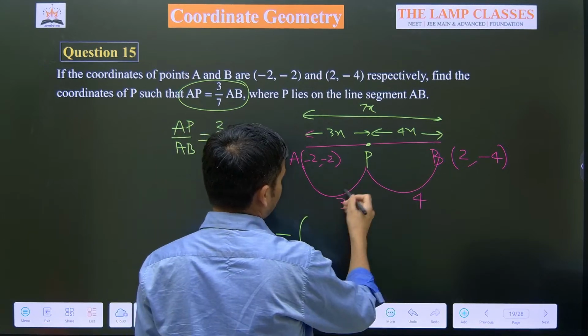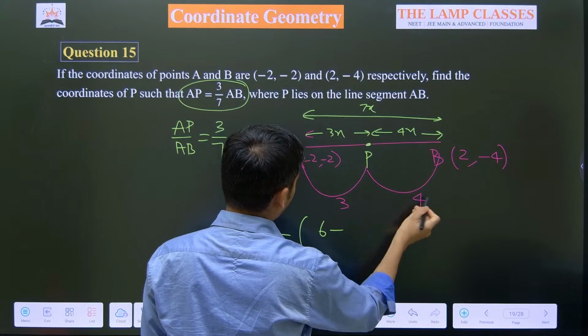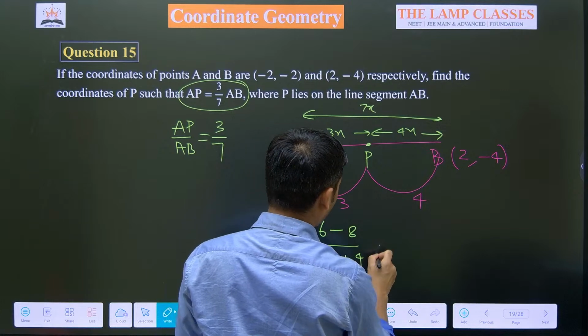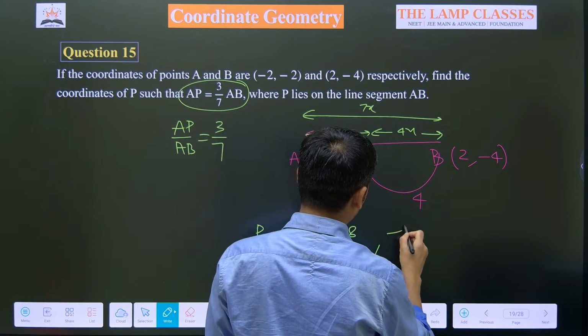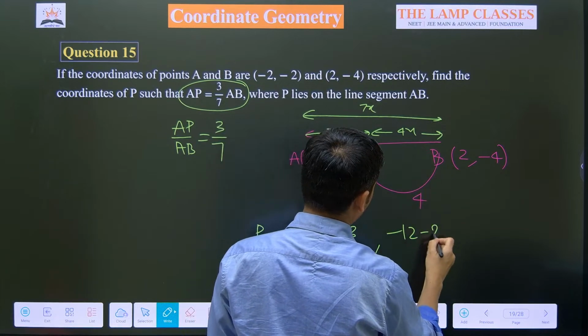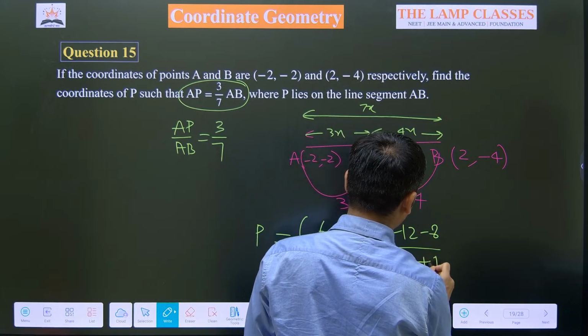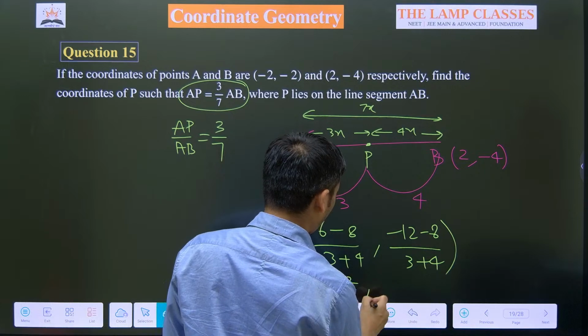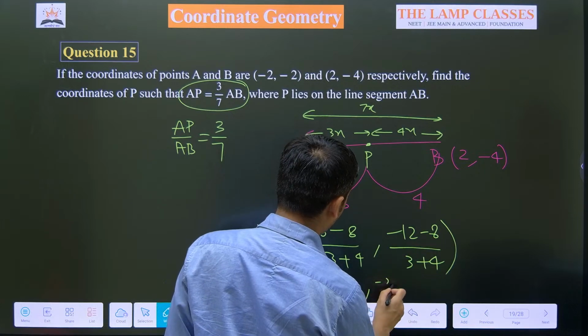cross multiplication 3 into 2 6 minus 4 into 2 8 upon 3 plus 4 comma 3 into minus 4 minus 12 minus 8 upon 3 plus 4. Check if you are getting the same answer. So that is minus 2 upon 7 comma minus 20 upon 7.